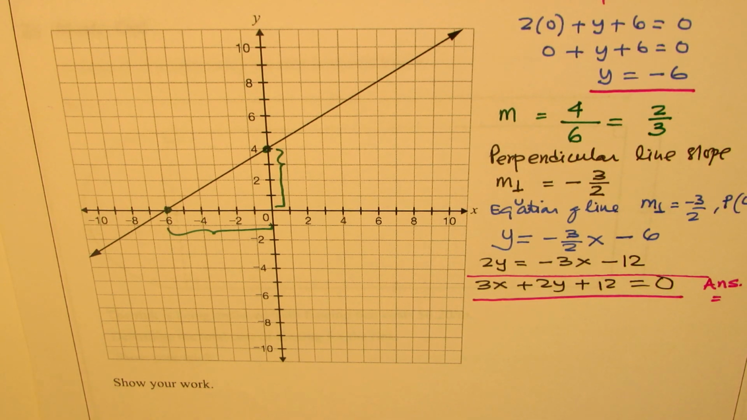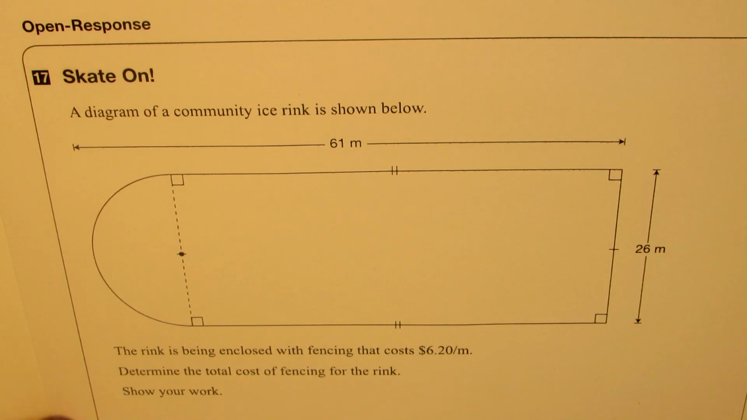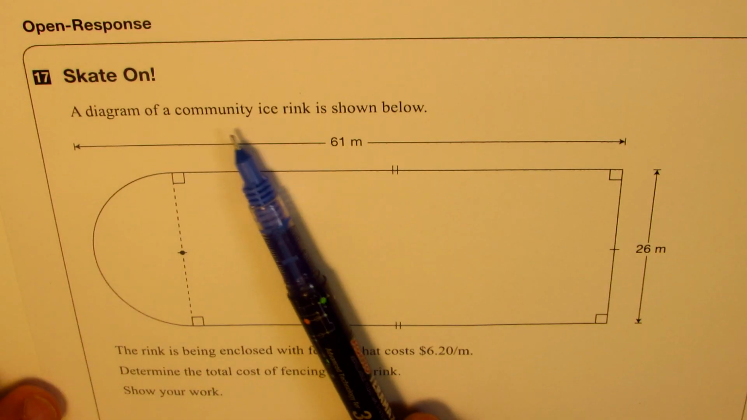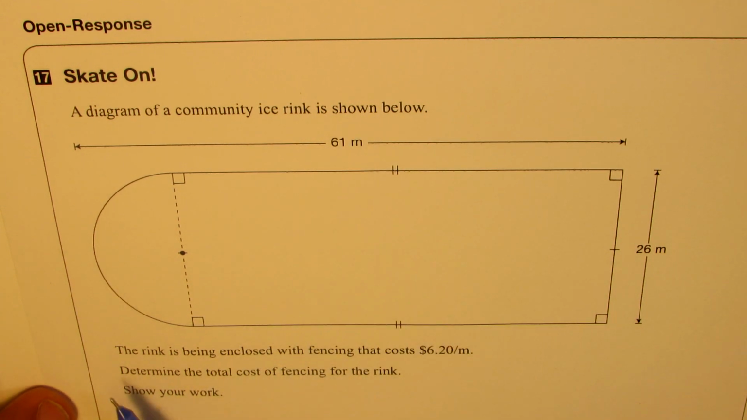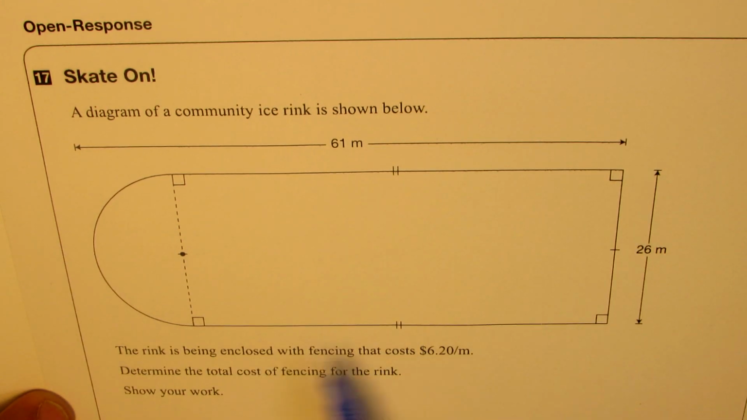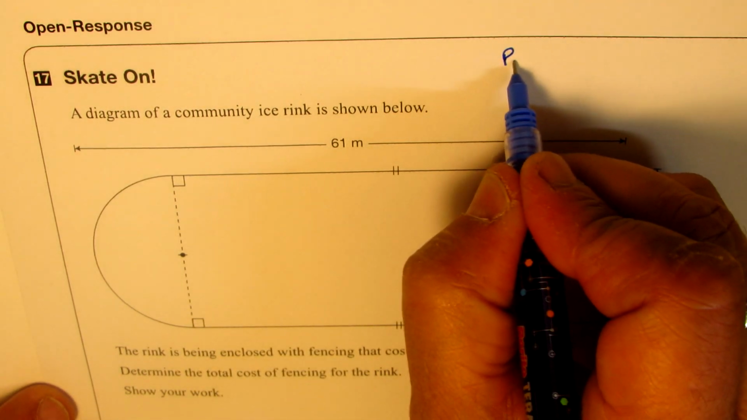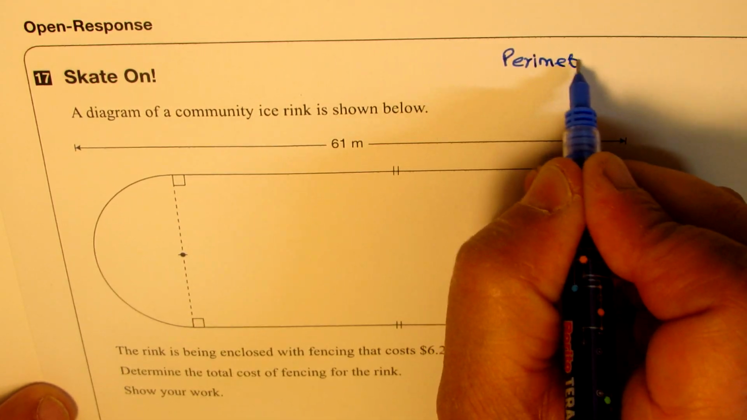Now, let's move on and take question number 17. Question number 17, Skate On. A diagram of a community ice rink is shown below. The rink is being enclosed with fencing that costs $6.20 per meter. Determine the total cost of fencing for the rink. Show your work. So that is your rink, right? We have a rectangle here and a semicircle. We need to find the cost of fencing. That means we want to calculate the perimeter, right?